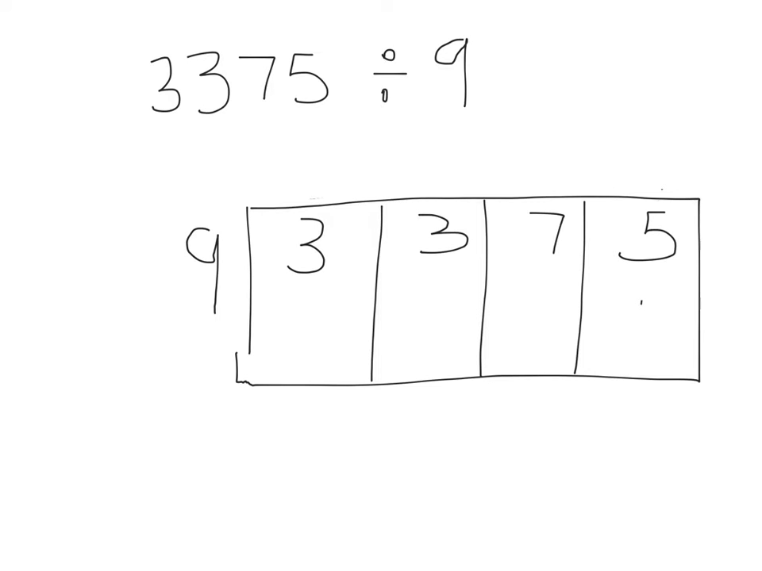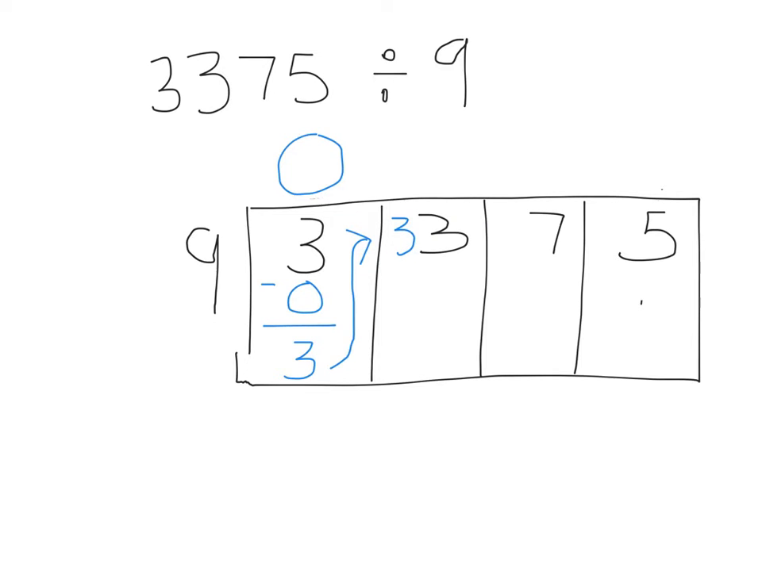If I wanted to take 3,375 divided by 9 with the box method, I first put the 9 on the outside. On the inside of the box, I put 3375, and each number has its own little box there. First step is I see, can 9 go into 3? No, it can't. So I put a 0 here. 3 minus 0 is 3. So then what I do is I take this 3 and I'm going to place it over into the second box. So now this is 33.